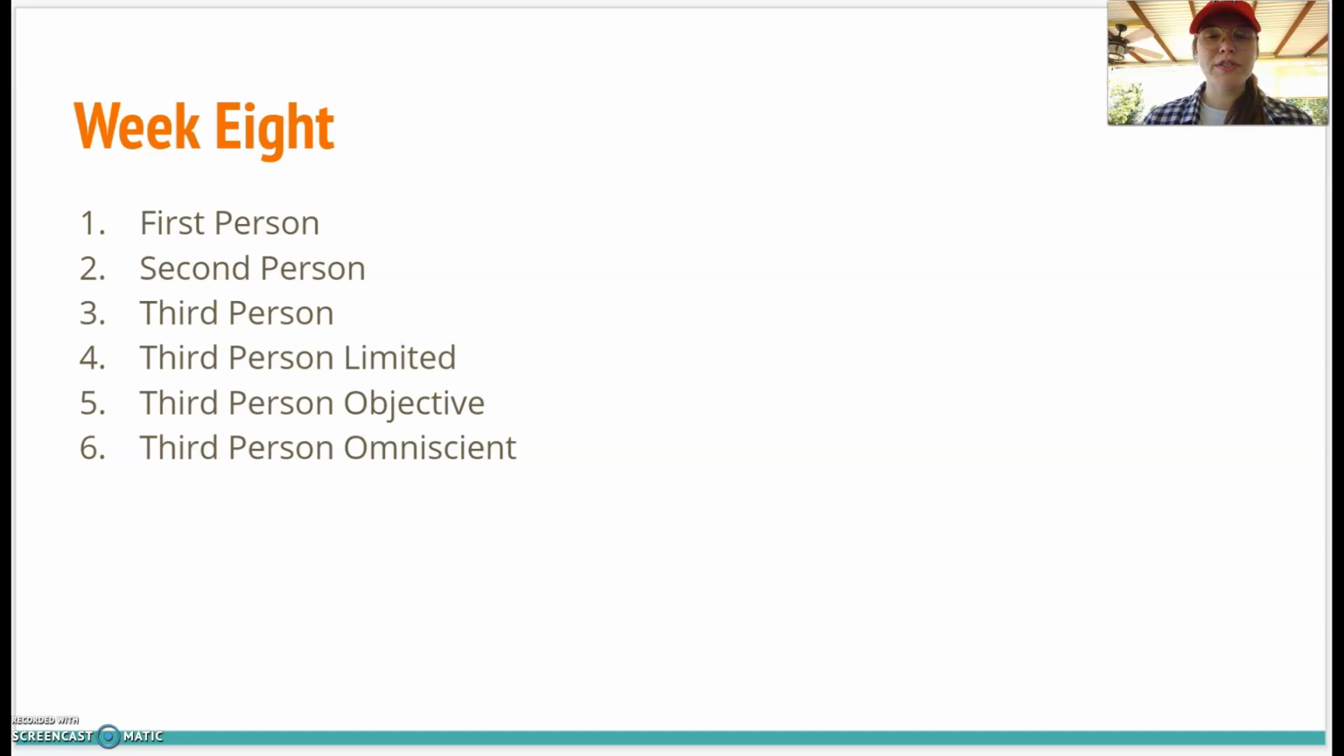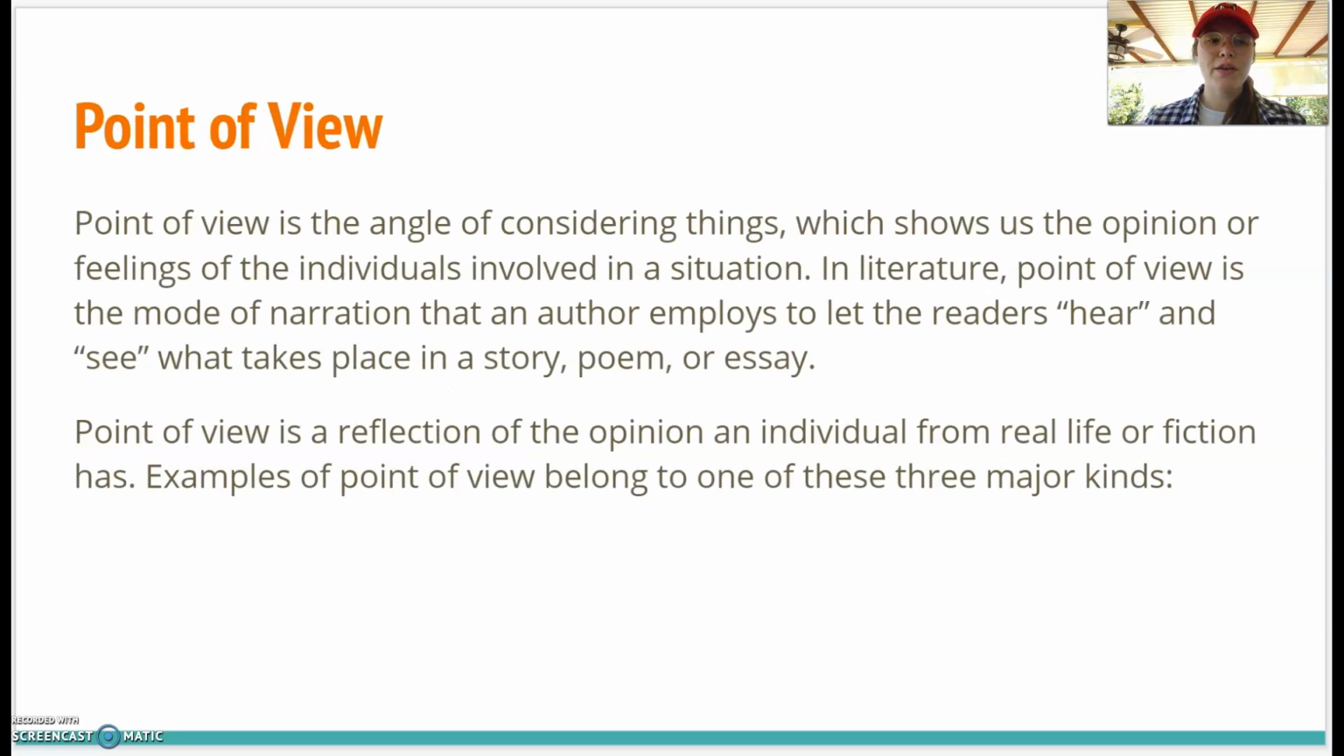So for point of view, today we are going to be looking at first person, second person, third person limited, third person objective, and third person omniscient. First off, what is point of view? This is the angle of considering things that shows us the opinion or feelings of the individuals involved in the situation. So in literature, point of view is the mode of narration that an author employs to let the readers hear and see what takes place in a story, poem, or essay.